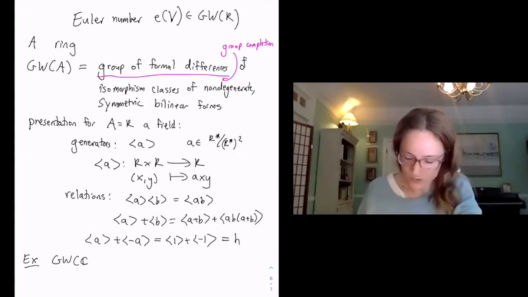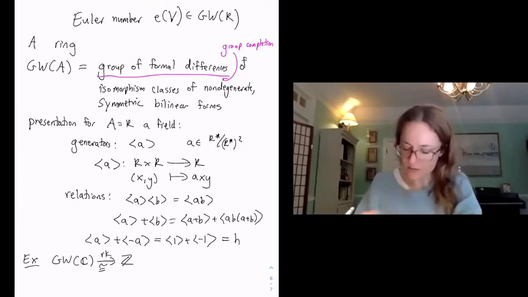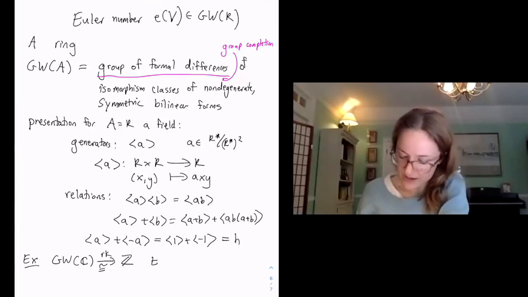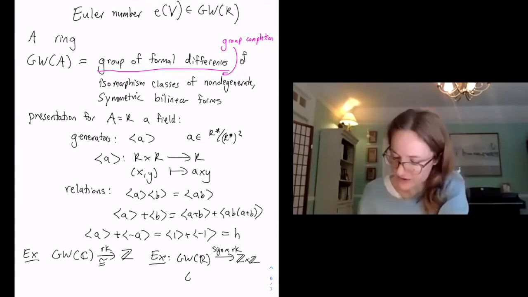The Grothendieck-Witt group of C is that they're up to squares. All elements are the same in C star. So if we just take the underlying dimension of the vector space, the Grothendieck-Witt group of C is Z by the rank. And over R, when we diagonalize, we have some number of ones and minus ones. The difference between those is the signature. And that induces an isomorphism up to a parity condition.